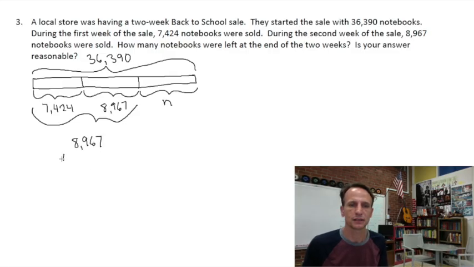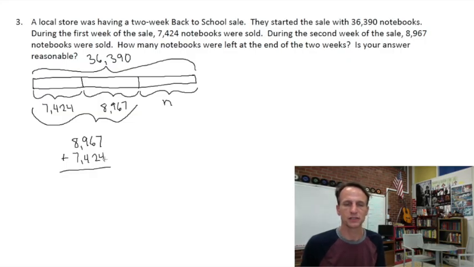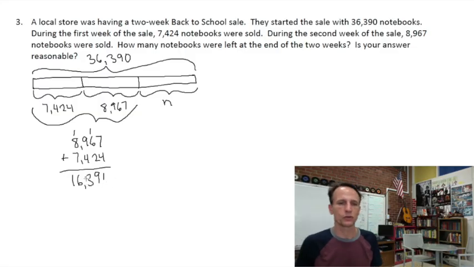8,967 together with 7,424, which is 7 and 4 make 11. 1 and 6 and 2, 9, all right. And then 9 and 4, 13, place the 3, regroup the 1. I see a pattern here. 1 and 7 are 8, 8 and 8 are 16. Drop that comma. Okay, so this is the 16,391, the 2 of them together.